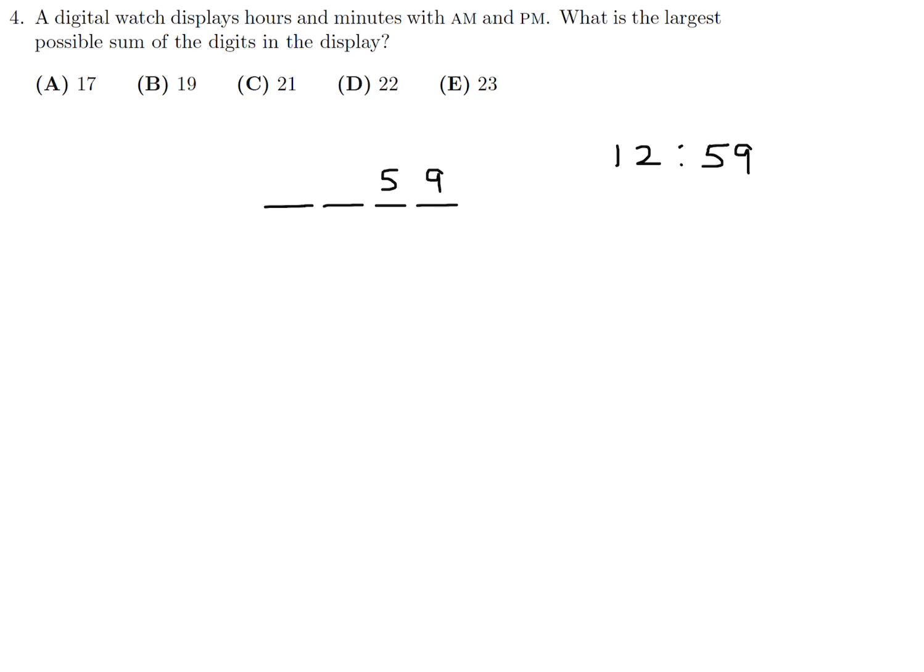gives you the largest sum, 5 plus 9. But for the hours, 12 won't give you the largest sum. It will be 0, 9. 9:59 a.m. or p.m. And if you add up these digits, it's 9 plus 5 plus 9, which is 23. So number 4, the answer is E.